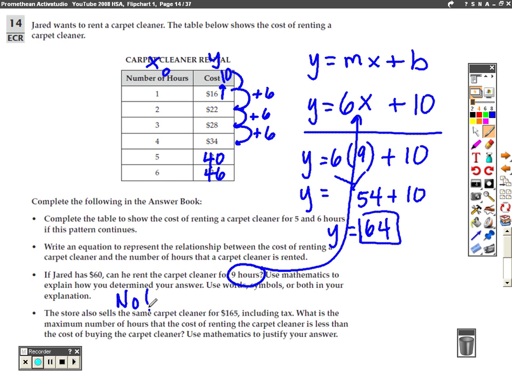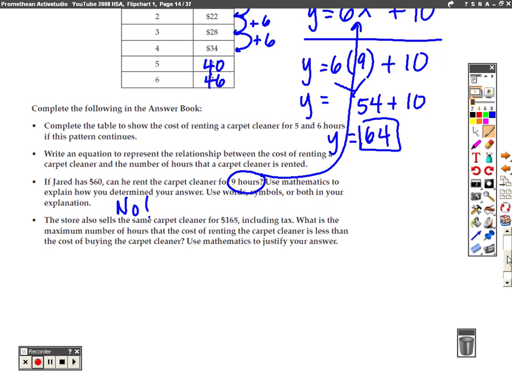The last part of the question, the store also sells the same carpet cleaner for $165, including tax. What is the maximum number of hours that the cost of renting the carpet cleaner is less than the cost of buying the carpet cleaner? Well, for this problem, since $165 is the cost of purchasing the carpet cleaner, we're going to put $165 in place of y, because that is the cost. So if I go back up to my equation, I would have 165 in place of y is equal to 6x plus 10.